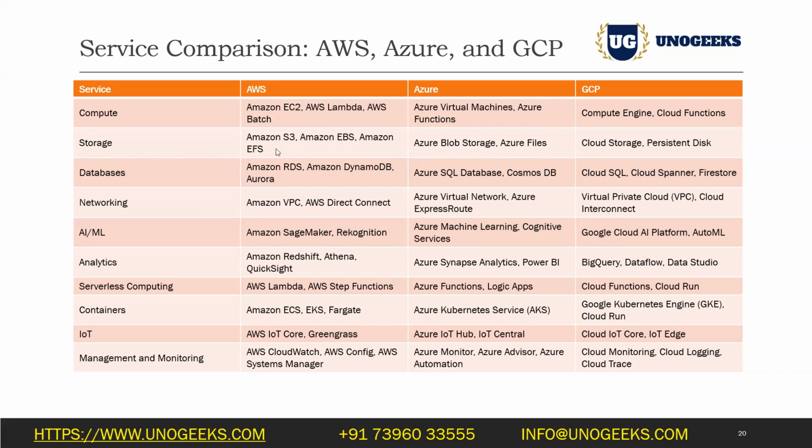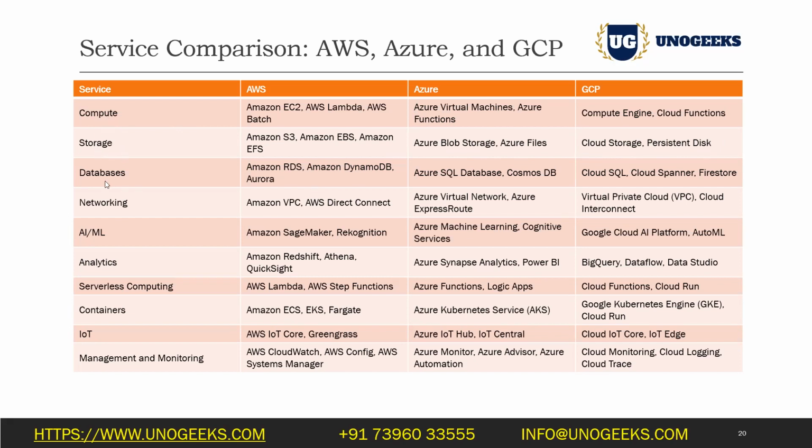Storage means it will save all the files, folders, and data. In AWS we call it Amazon S3 and Amazon EBS, and in Azure we call it Azure Blob Storage and Azure Files, and in GCP we call them Cloud Storage and Persistent Disk. So these are the naming conventions given by different cloud service providers for the same service, in the sense of the same functionality.